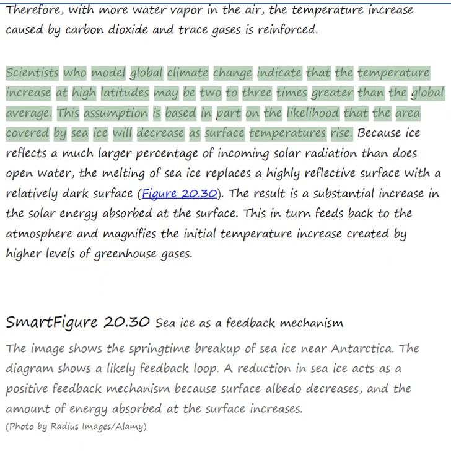Scientists who model global climate change indicate that the temperature increase at high latitudes may be 2 to 3 times greater than the global average. This assumption is based in part on the likelihood that the area covered by sea ice will decrease as surface temperatures rise.